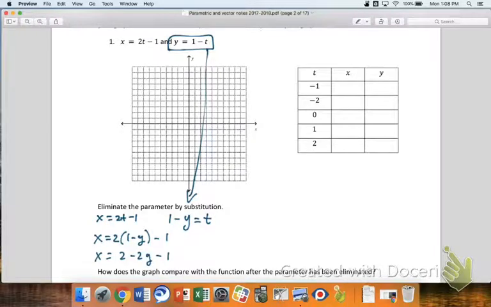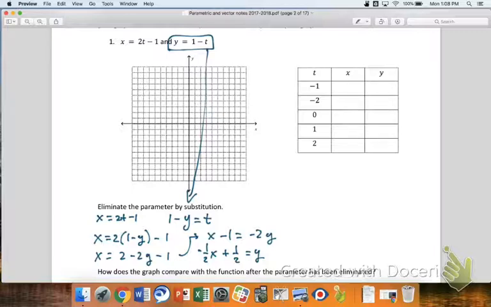So let's see here. This would be x minus 1 equals negative 2y. This would be negative 1/2 x plus 1/2 equals y. If I solve for y to get it into that familiar form, what does that look like? Yeah, slope-intercept form, linear equation.